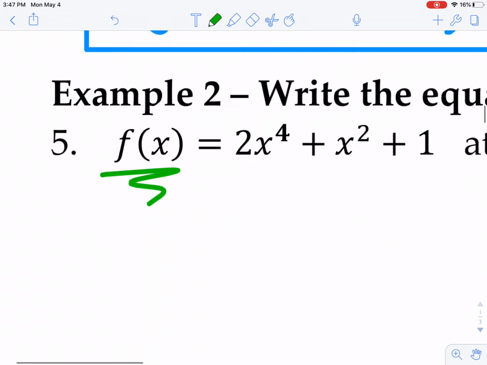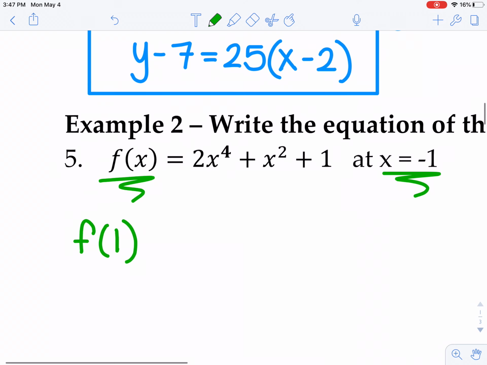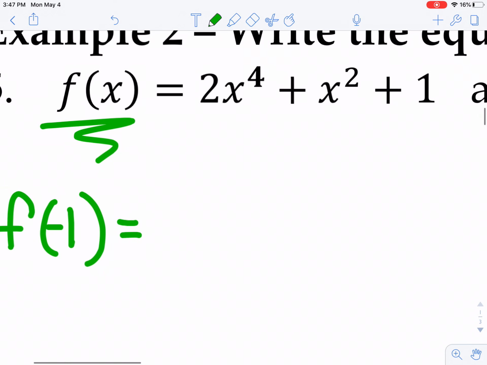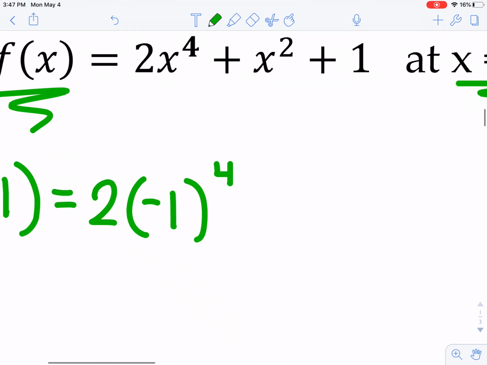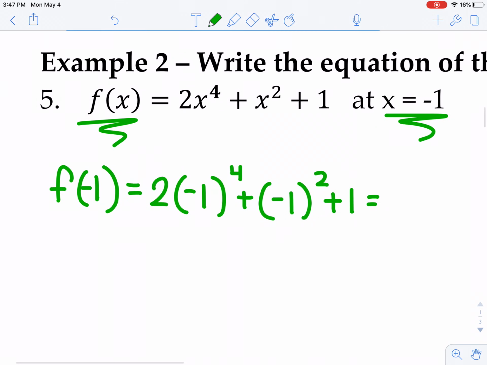Okay, so let's start these problems by first plugging into the original function, and that should be a negative one that I'm plugging in. So 2 parentheses negative 1 to the 4th plus negative 1 squared plus 1. Plug and chug that into your calculator: 2 parentheses negative 1 to the 4th, and then plus parentheses negative 1 squared, and then plus 1.